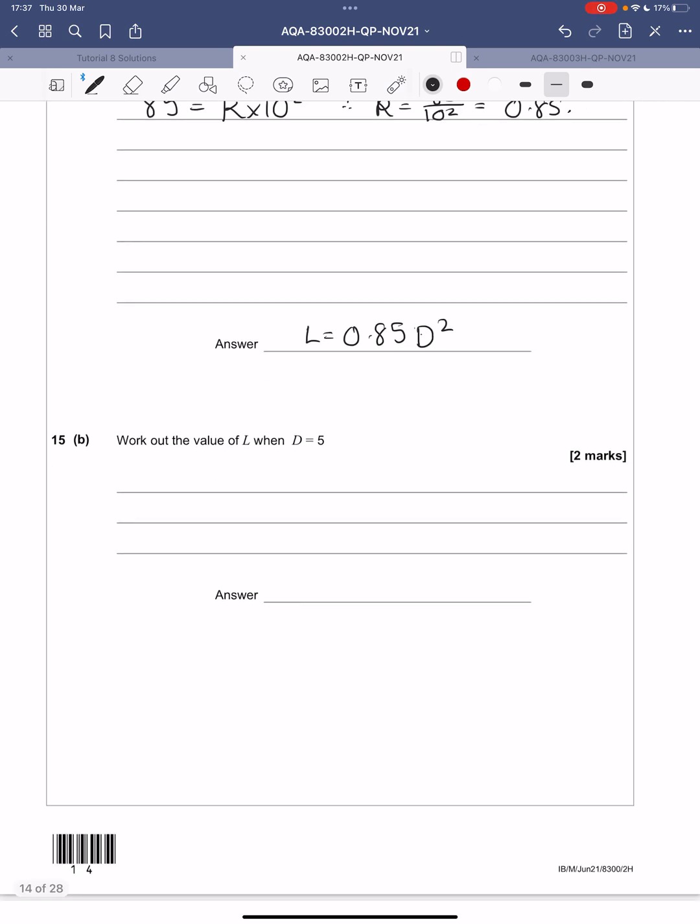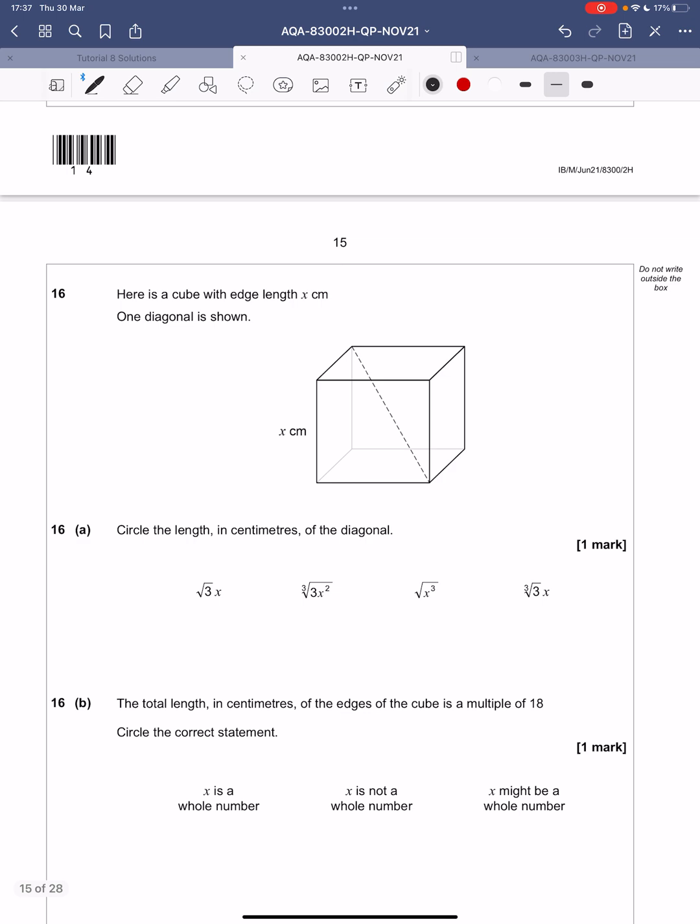Work out the value of L when D is 5. L is 0.85 times 5 squared, 0.85 times 25, which is 21.25.